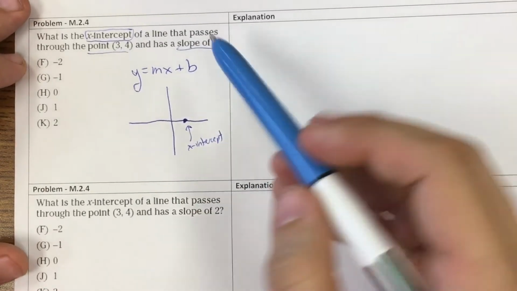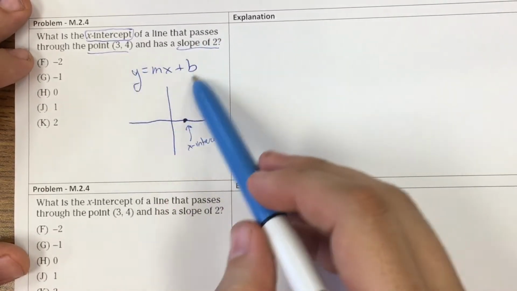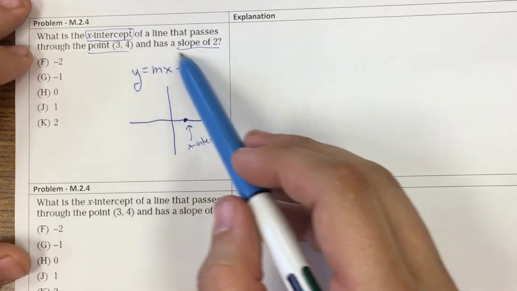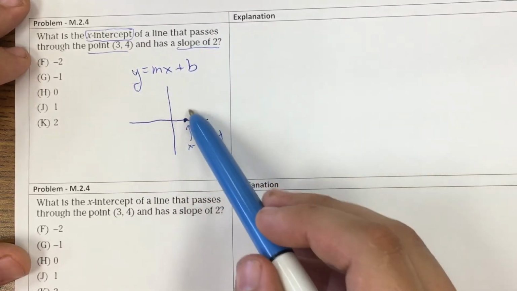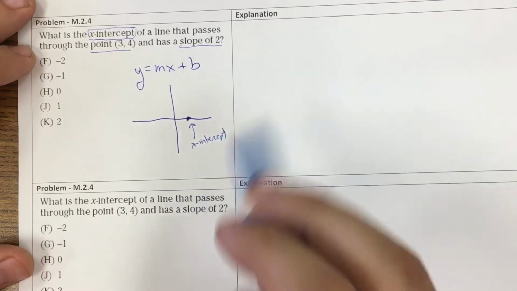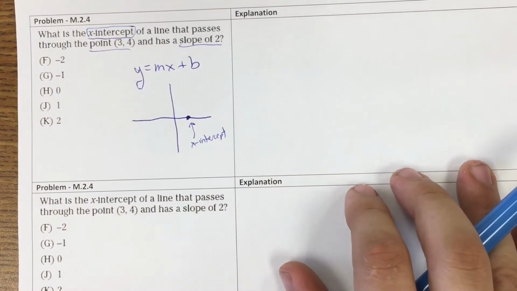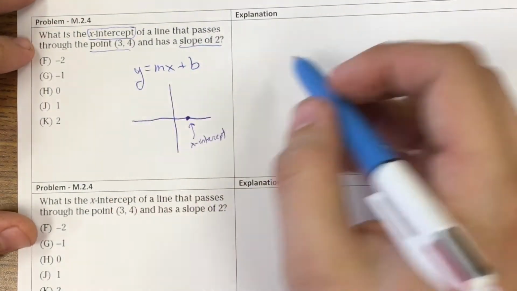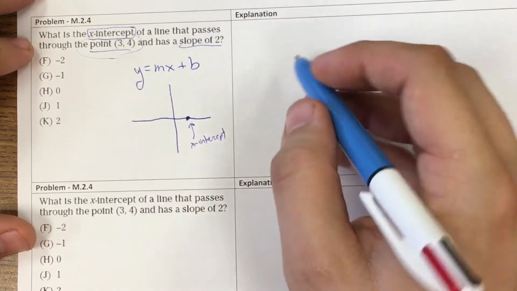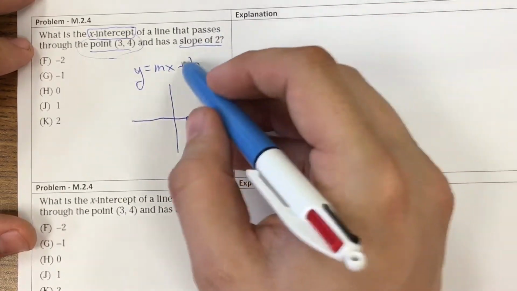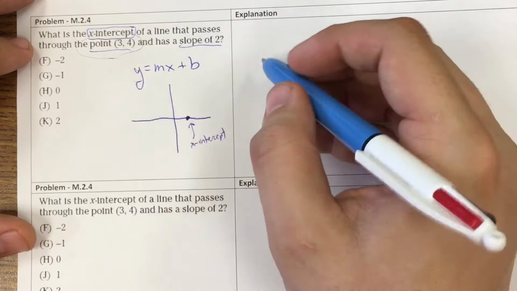So you can solve this either using this equation directly, or you can plot the point and use the slope to work backwards until you hit the line. I'm going to show you how to use y equals mx plus b because I think that this method is faster. So I'm going to know that I have a point (3, 4) and a slope of 2. So I'm going to plug this into this equation in order to find some missing information.